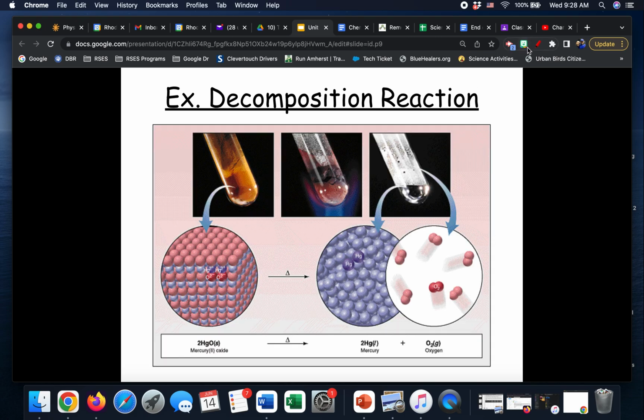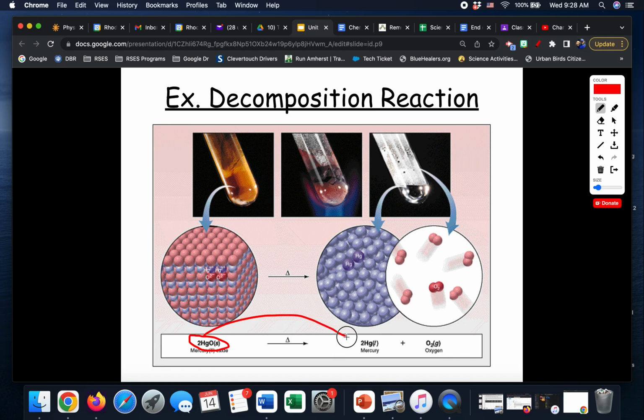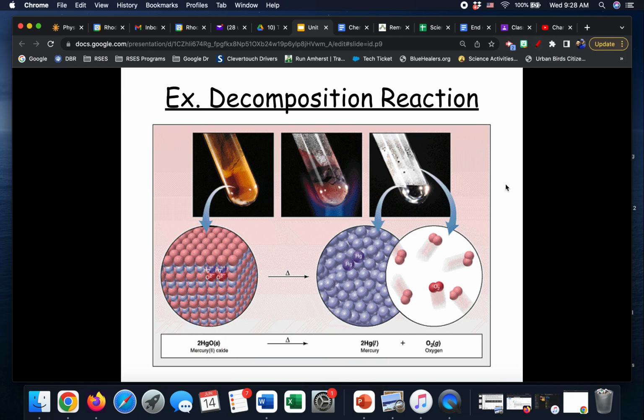A real example down here, we start with mercury(II) oxide. Remember, mercury(II) because it's a transition metal. And we split it up into those 2 things. We split it up into mercury separate from oxygen. So start with 1, end with 2, makes it decomposition.